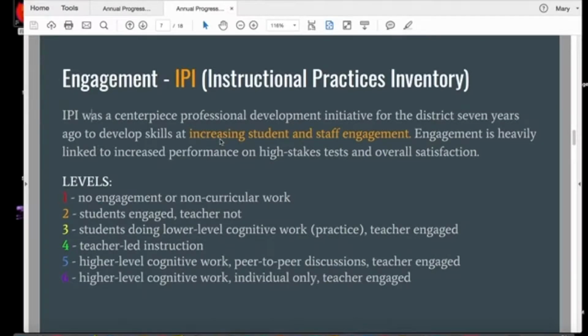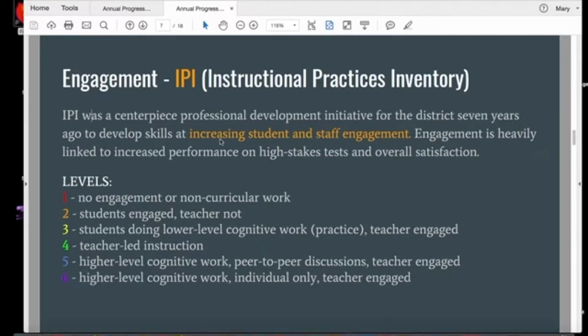Some reminders also are that they're only looking at the students. If you have students doing different activities, for example stations during a reading or math lesson, they'll come around and count how many students are doing each activity, and then they will code it for the majority of students and what they're doing.